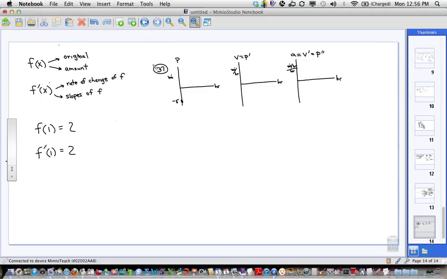It's got to go up, and it's got to curve up. It's got to be concave up. No, it couldn't be concave, not if I started down here. If I start down here, it's got to go like that, right?